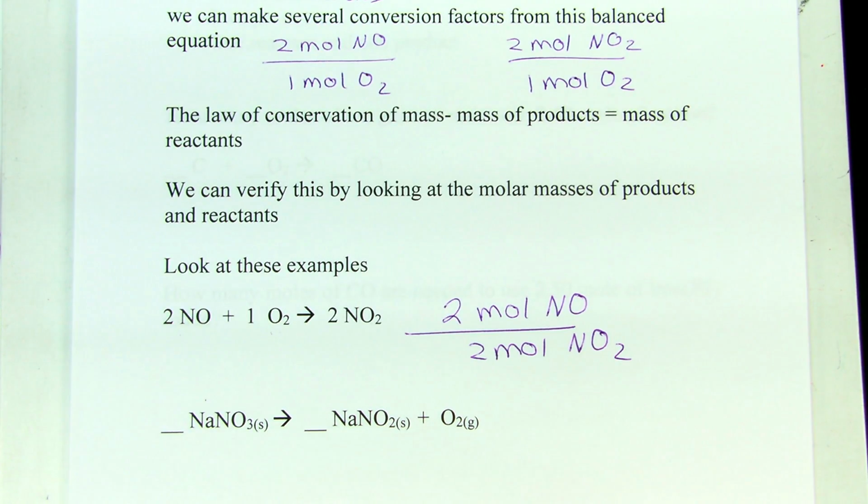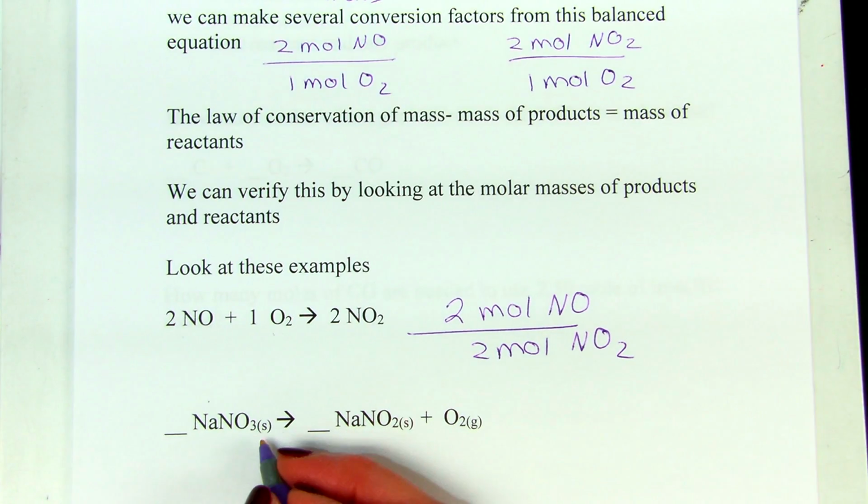Is this equation balanced as it's written? No, it's not. When I look at this, I have three oxygens on the left, and I have two oxygens here, plus two is four. So some, what? Now I have NaNO3. I have two here and two in the oxygen, so I have four on the right. So sometimes when you have an even number and an odd number, an easy way to start is to multiply the odd number by two.